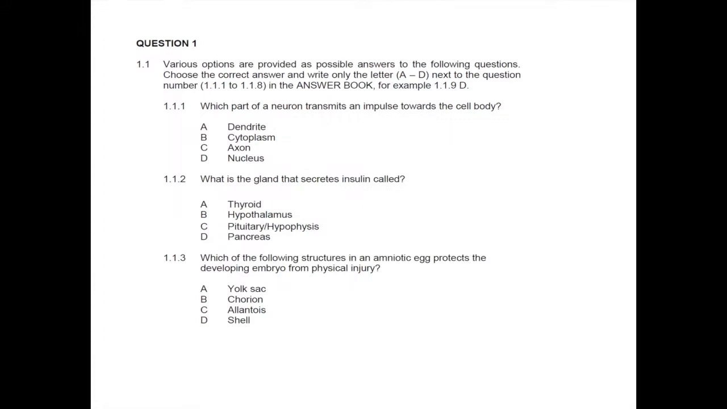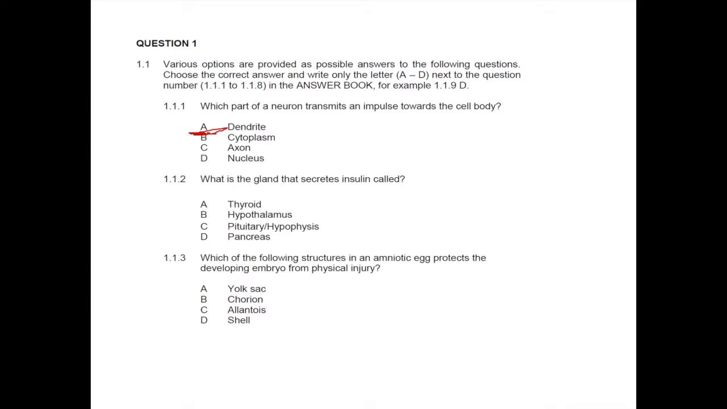Right. Question 1. 1.1 is multiple choice. Various options are provided as possible answers to the following questions. Choose the correct answer and write only the letter A to D next to the question number 1.1.1 to 1.1.8 in the answer booklet, for example 1.1.9 D. 1.1.1. Which part of the neuron transmits an impulse towards the cell body? Here we should know the dendrites always carry the impulse to the cell body. So your answer here would be A.